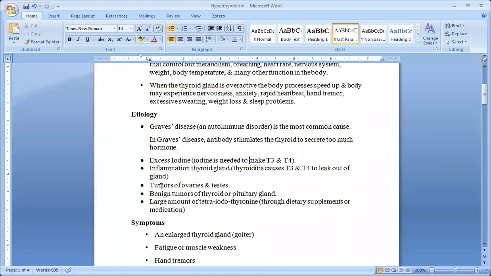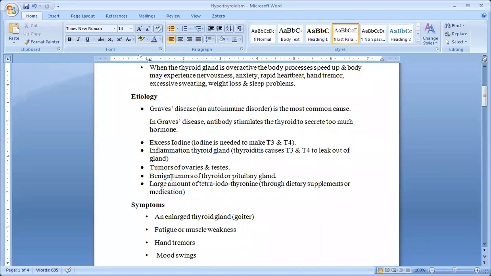Now the next cause, tumors of the ovaries and testes. This is also one of the causes. Benign tumors of the thyroid or pituitary gland, there are chances. If it is there, then there is also a chance of hyperthyroidism.